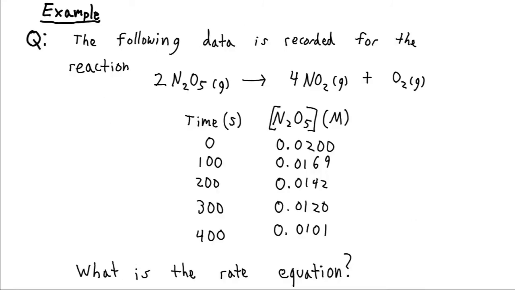An example of that: we have the reaction where some N2O5 decomposes to give us nitrogen dioxide and oxygen gas. We do this in the laboratory, and maybe we have a sensor for this N2O5, so we measure its concentration in molarity with respect to time. From this data, what should be the rate equation for this reaction? Is it zeroth order? Is it first order? Is it second order? And what's the rate constant to go along with that?